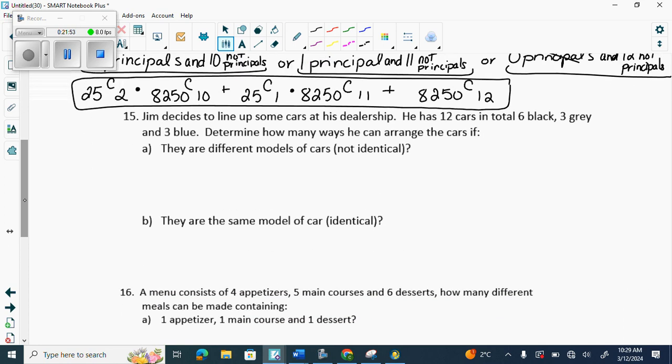15. Jim decides to line up some cars in his dealership. He's lining them up, which means he's giving them what? Starts with an O, rhymes with order. He's giving them order. So if he's lining people up for a picture, he's putting posters on a wall, he's lining up cars. The word arrangement, lining up, is order, correct? So he's giving them order.